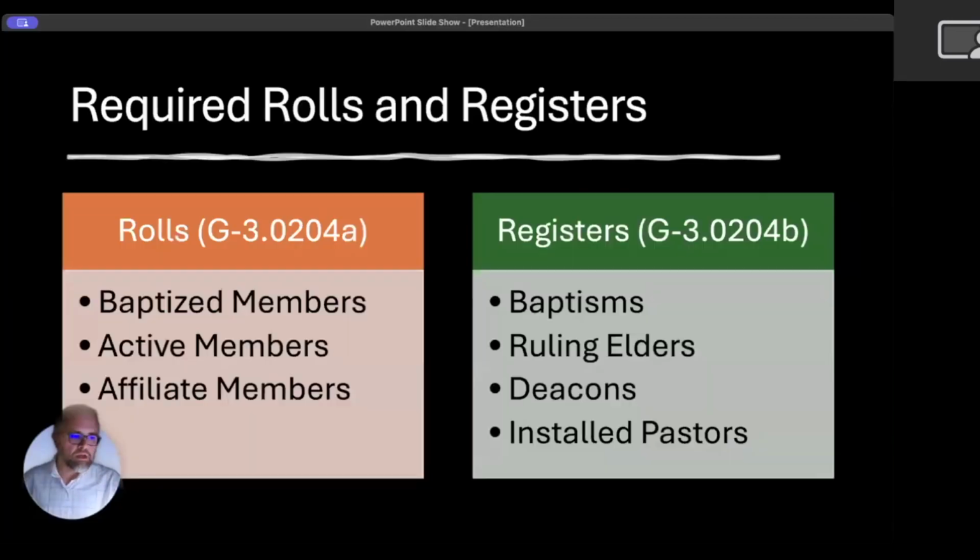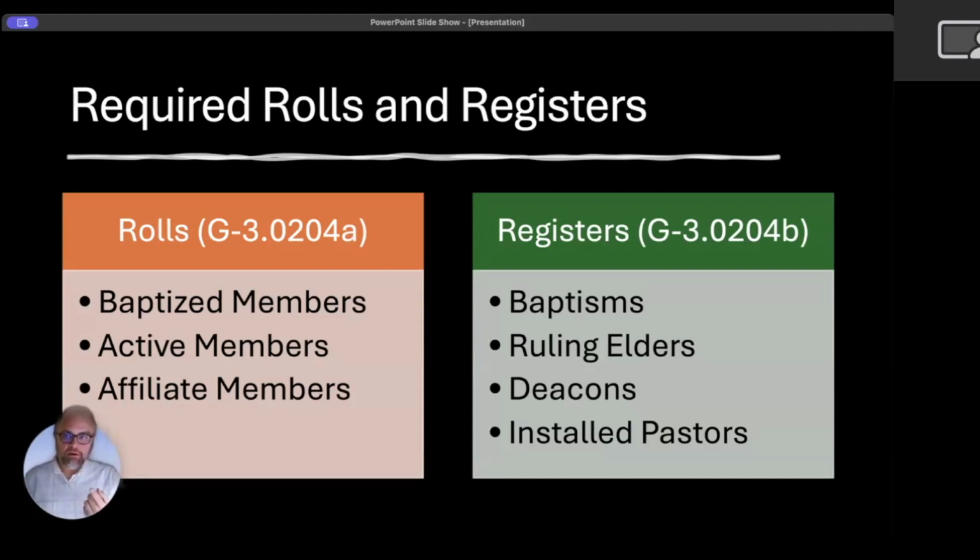So let's talk for a minute about the required roles and registers. These are listed out at G-3.0204, A and B. So the required roles that every session and clerk is required to keep are the roles of baptized members, the roles of active members, and the roles of affiliate members.